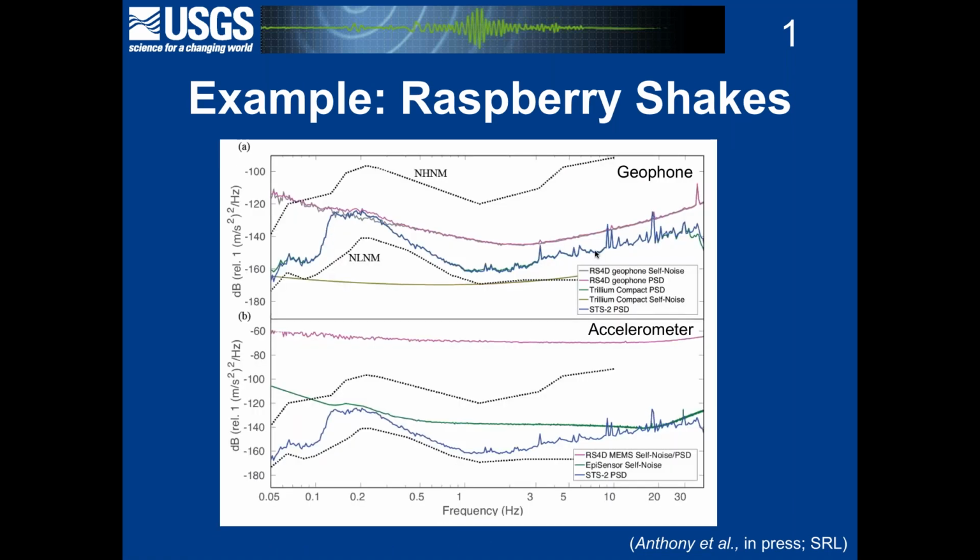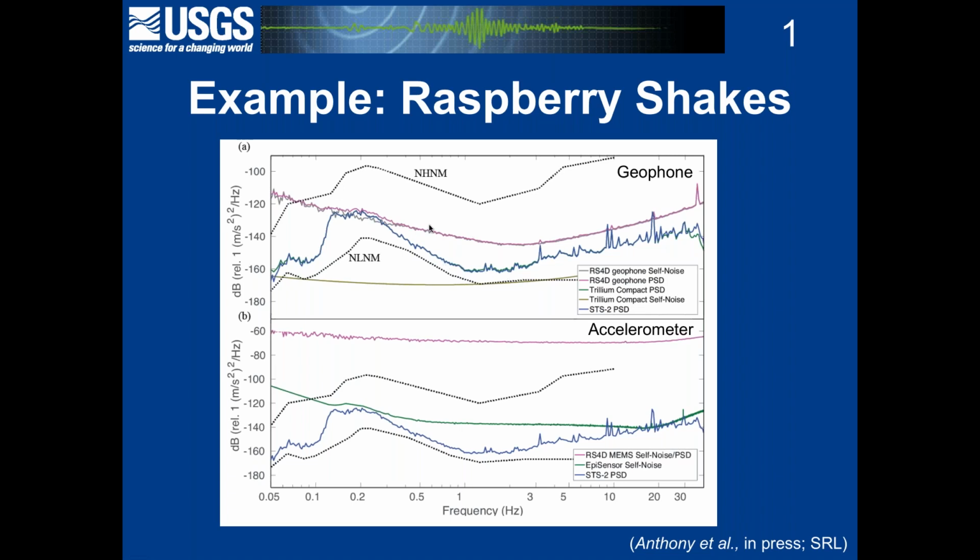But how can self-noise levels be a limitation? What I'm showing here are power spectral densities with frequency on the x-axis and amplitude on the y-axis for co-located instruments in our seismic vault at ASL. So I've co-located a Raspberry Shake, a Trillium Compact, and an STS-2 seismometer, which is a higher quality seismometer, we'll say, than a Trillium Compact. And so I'm recording PSDs of these different instruments here.